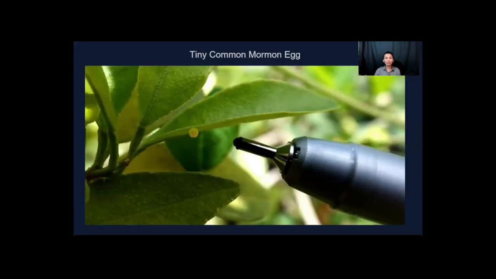Here we have a photograph just to give you some reference of the size of the butterfly egg. Here is the egg of the common Mormon butterfly. Look at its size compared to the nib of a pen. Look how tiny it is.